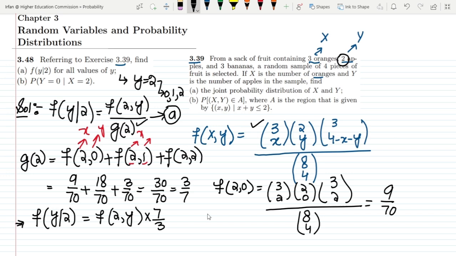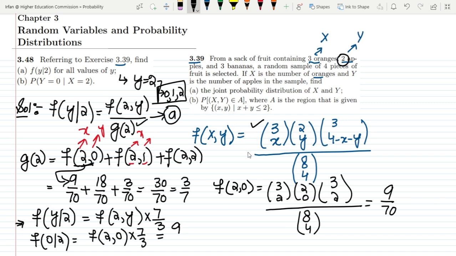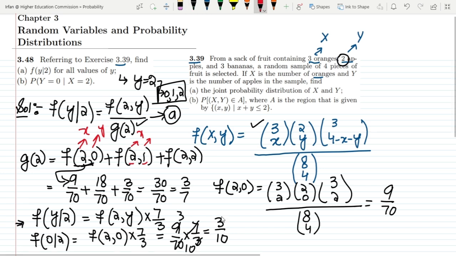Now I have told you previously that the values of y basically range from 0 to 2. So let me put here the value of y equal to 0 given 2. Putting it here, I will get f of 2 0 multiplied by 7 by 3, and putting 9 by 70 here, which I have already found out, it will be 9 by 70 multiplied by 7 by 3. So it will be 3 by 10. Okay, so f of 0 given 2 is 3 by 10.